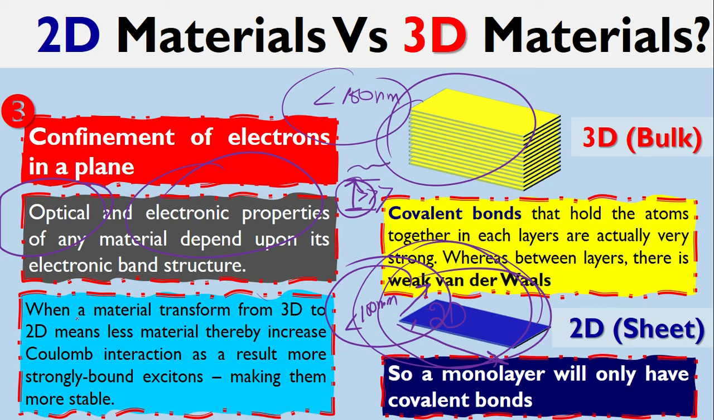This is why it says that when a material transforms from 3D to 2D, it means less material. We use less material, correct? Thereby it increases Coulombic interactions. When we increase Coulombic interactions, there is a result of more strongly bonded excitons, correct, making the material more stable. This means that 2D material is more stable than 3D material.